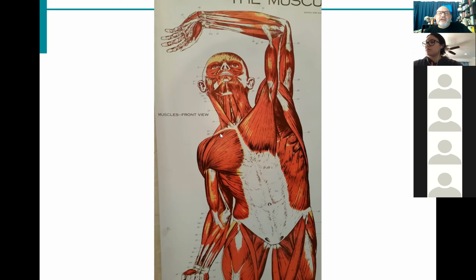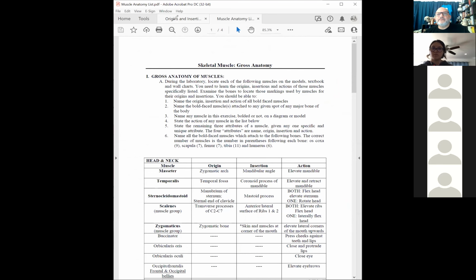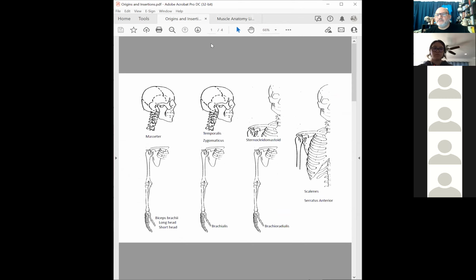All righty, we are done with the muscles that move the head and neck, and we are on to the muscles that move the trunk and the shoulder. And that brings us to our trapezius. Notice the trapezius muscle is a broad, superficial, superior, and mostly posterior muscle. Notice we see that really nicely with its origin. Let's go ahead and bring up our handouts, and in particular, this one.